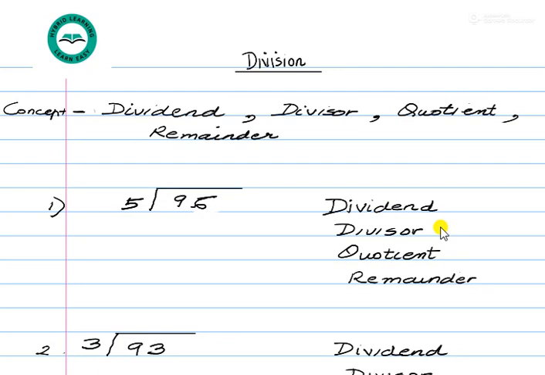Today we will learn the concept of dividend, divisor, quotient and remainder. Our first sum is 96 divided by 5. Let's solve it first.